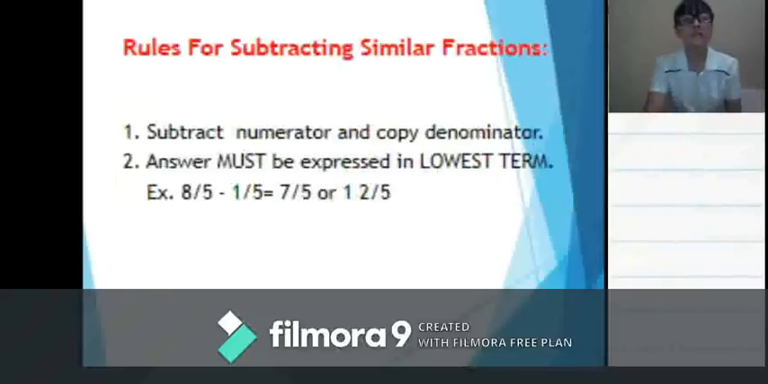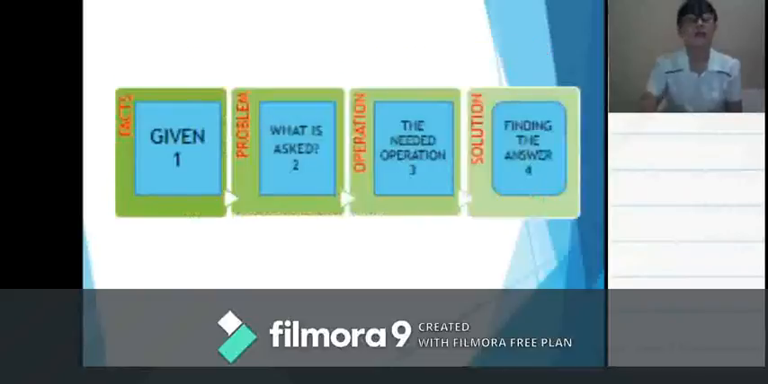Okay, so the same way there are facts. There are facts or given in problems, what operation to be used, and find the solution of this problem. But do not stop here at finding the answer of the problem. We also have to consider how to follow the rules of subtracting similar fractions. So there are two ways. We have to know the rules of subtracting similar fractions, and we have to know also subtracting dissimilar fractions. So let's go for that.